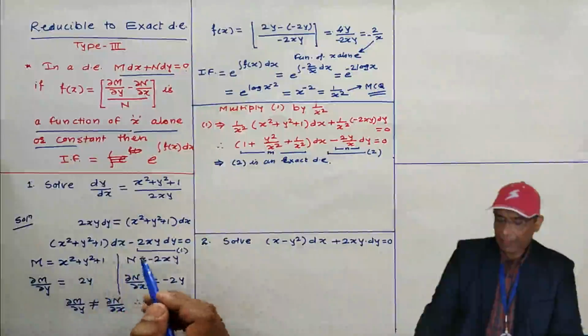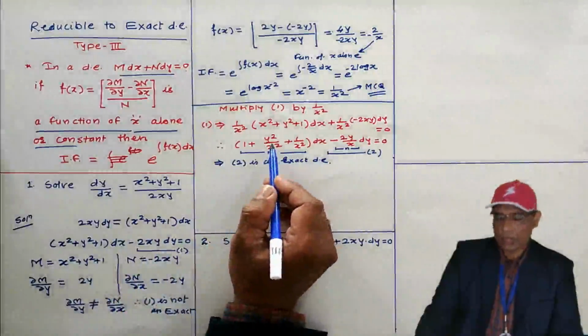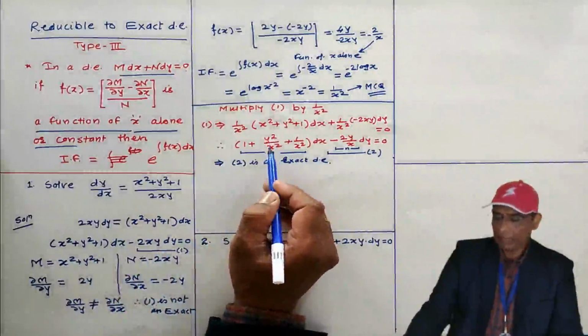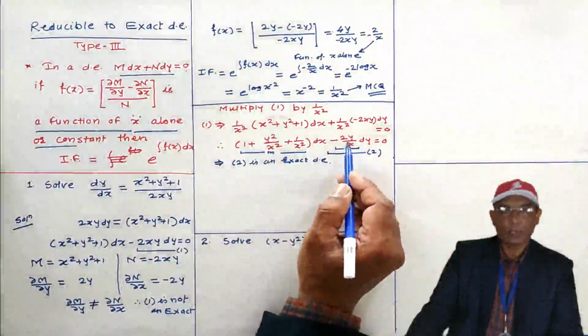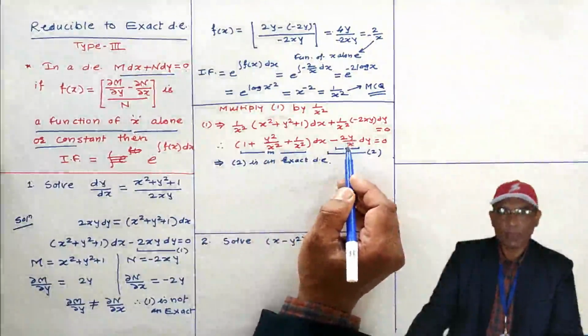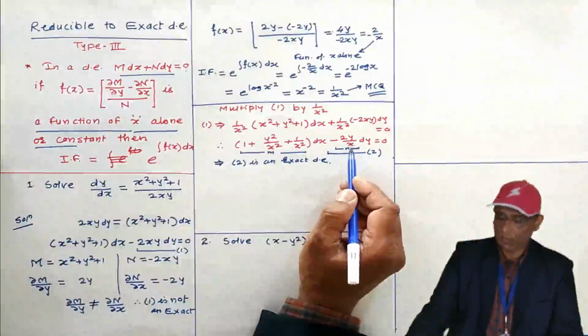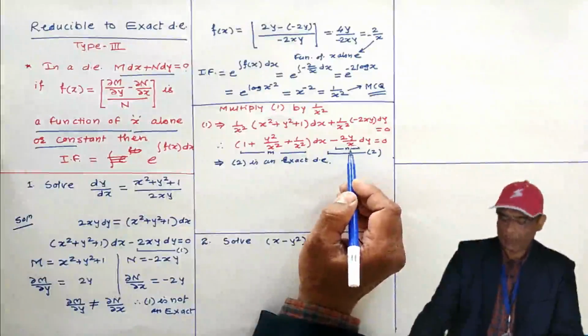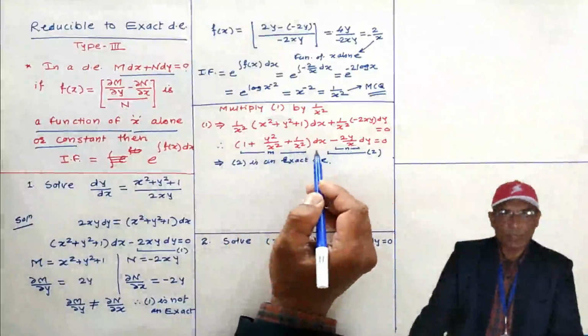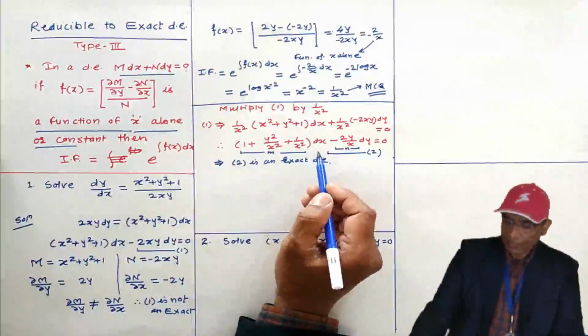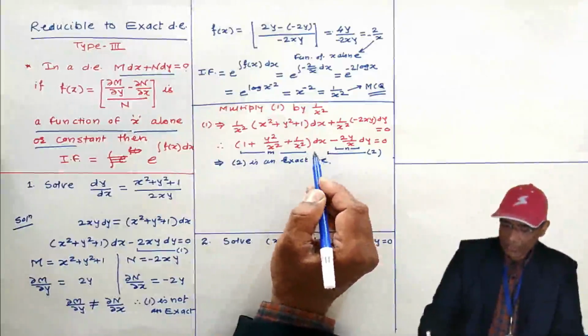Del M by del y is what? 2y by x square, and del N by del x is again 2y by x square, because the derivative of minus 1 by x with respect to x is plus 1 by x square. Now, this is an exact equation, but there is no need to check whether it is exact or not. Now, this is an exact differential equation.